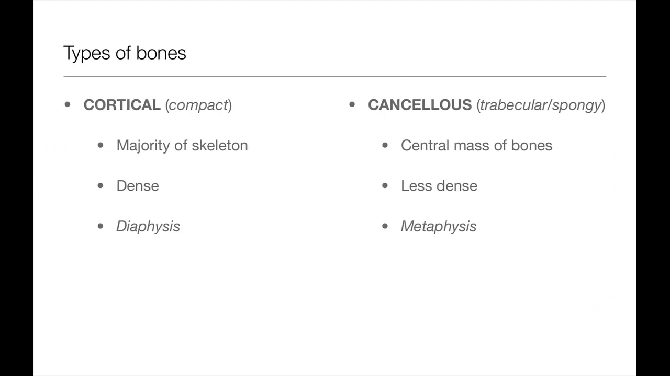Bone is made up of both cortical and cancellous bone. Cortical, or compact bone, forms the majority of the skeleton. It is dense and designed to resist compression forces and provide rigidity for the attachment of tendons and ligaments. The diaphysis is mainly cortical bone. Cancellous bone, also known as trabecular or spongy bone, is less dense. It makes up the central mass of bones and is the predominant bone in the metaphysis of long bones.